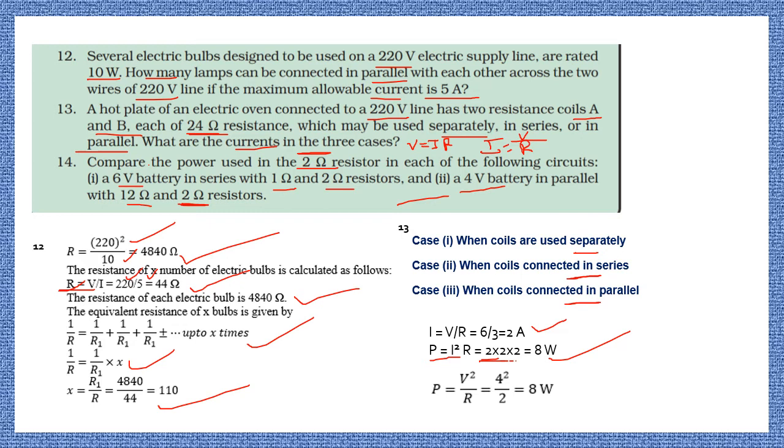And the second case is parallel, so here we will find P. P is equal to V square upon R. Why? Because voltage is same. In parallel, across the 12 ohm and the 2 ohm, the voltage will be same. So P is equal to V square upon R. V is 4, so 4 square, R is 2 ohm. So 16 upon 2 is equal to 8 watt. Okay.